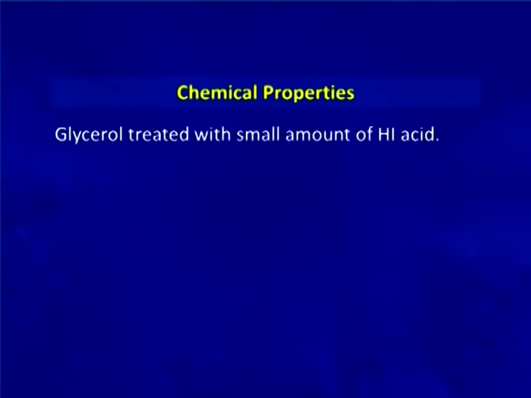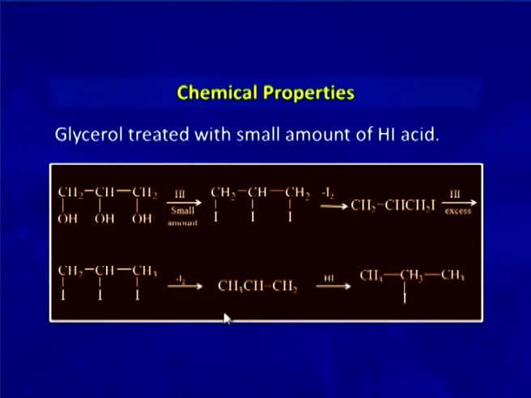We will now discuss the reaction of glycerol when it is treated with small amount of hydroiodic acid. When glycerol is treated with hydroiodic acid in small amount, then triiodo derivative is formed. This triiodo derivative is very unstable. It removes one iodine molecule and forms allyl iodide. In excess of hydroiodic acid, on the contrary, there is formation of 2-iodopropane, which is the stable product. This product is unstable and is converted into propene after removal of iodine.